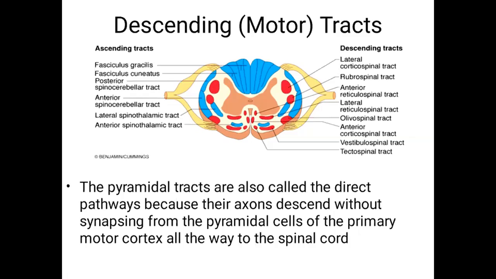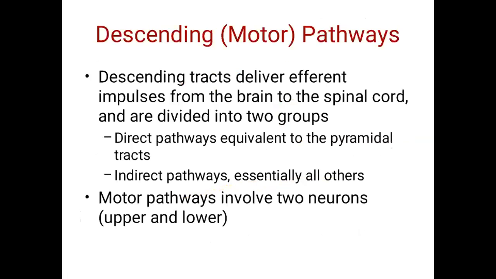So these descending tracts are of two types: pyramidal tract and extrapyramidal tract. In today's class, we will look into the pyramidal tracts. Pyramidal tracts are the corticospinal tract and corticobulbar tracts. Pyramidal tracts deliver efferent impulses from the brain to the spinal cord.